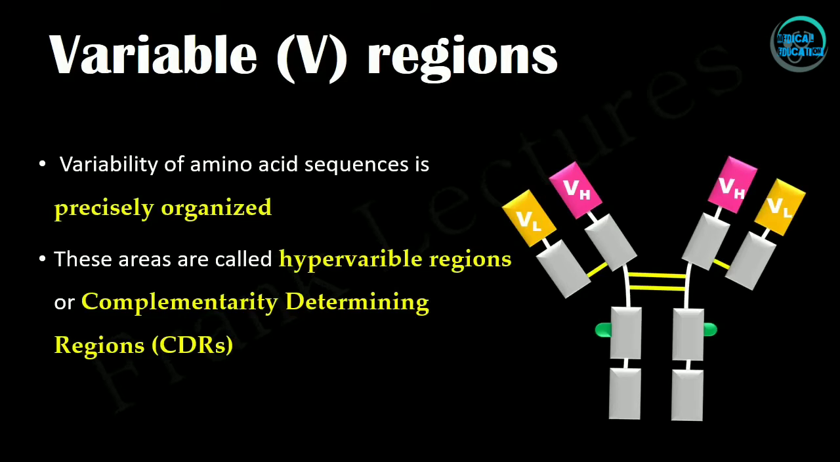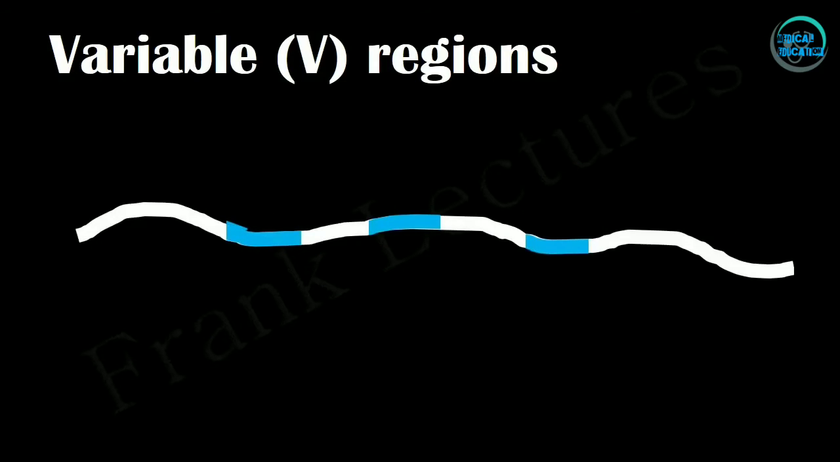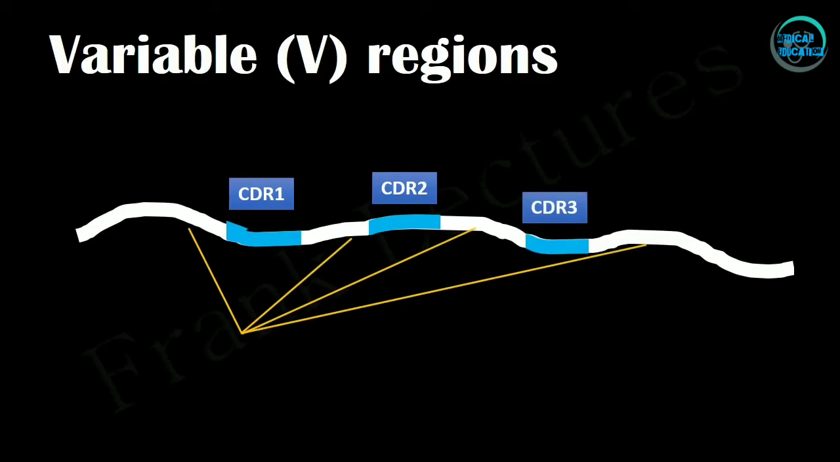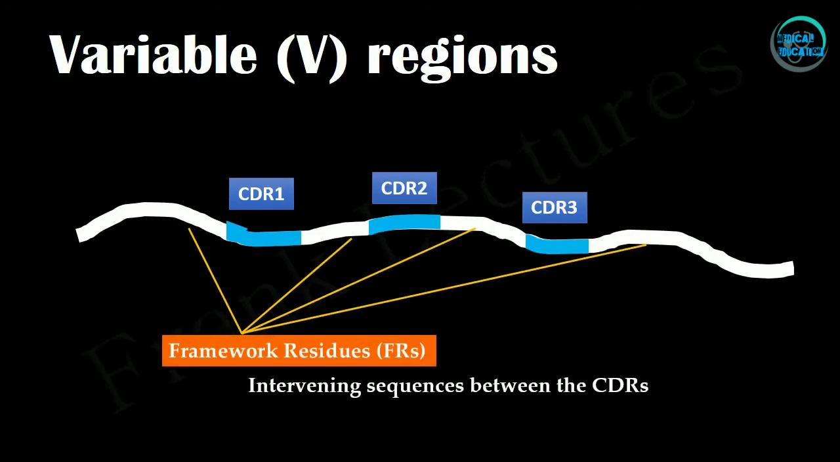Let's say this line is representing first 110 amino acids in the variable region. The CDRs are represented by blue color. Scientists have found that there are 3 CDRs in the variable region of each chain. These are designated as CDR1, CDR2, and CDR3. The intervening sequences between CDRs or hypervariable regions are known as framework residues. These intervening sequences have restricted variability.